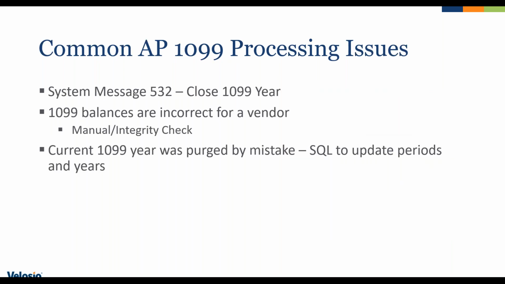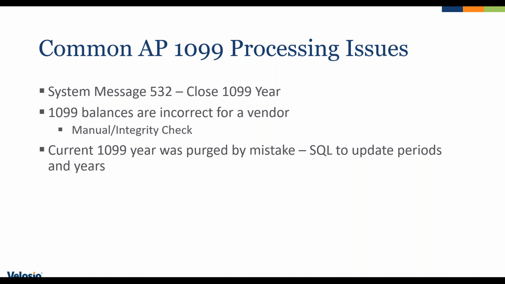And some general tips on AP 1099 processing in regards to a system message 532. This can be received if you're trying to print checks if the check date year is not an open 1099 year. That's the one I referenced that you would want to go back to the 1099 calendar year control screen to purge the oldest year and make sure that your check date year is an open 1099 year. If your 1099 balances are incorrect for a particular vendor, you can use the initialize mode to correct them in vendor maintenance.